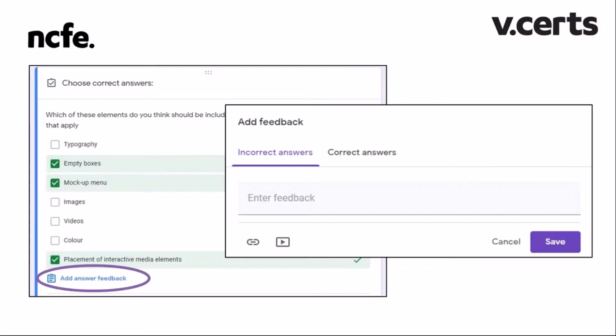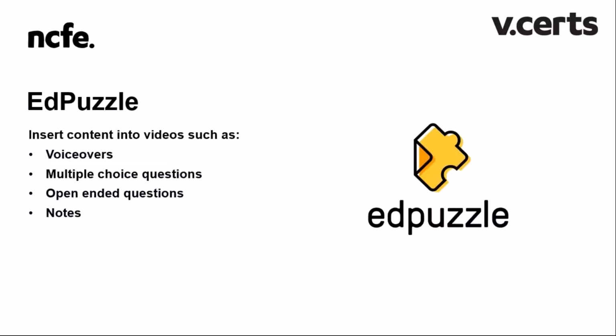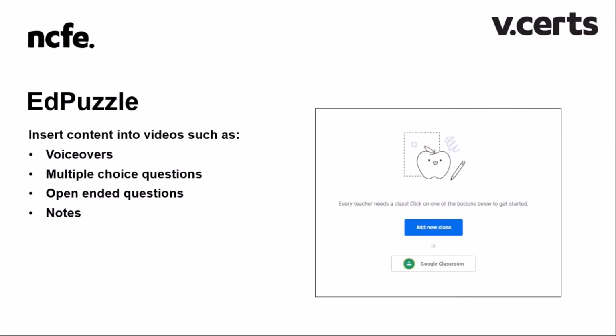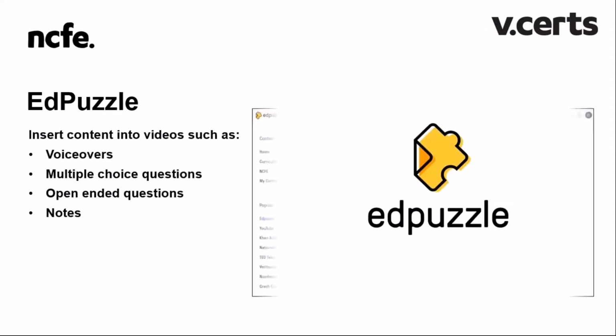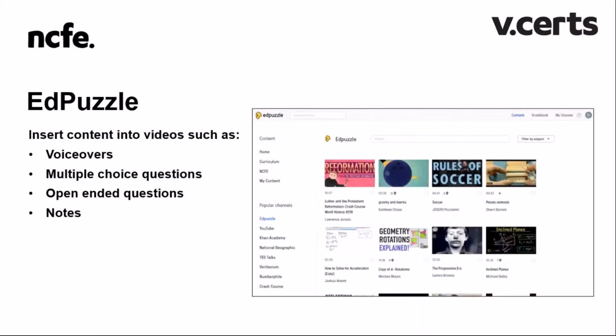Edpuzzle is a website that allows you to add content to online videos. So you can search and add content to videos from YouTube, Khan Academy, TED Talks, and others. If you actually use Google Classroom, you can link your class to Edpuzzle as well. Now you can search for a range of different videos on what topic you'd like, and there are some ready to use ones that others have already put together.